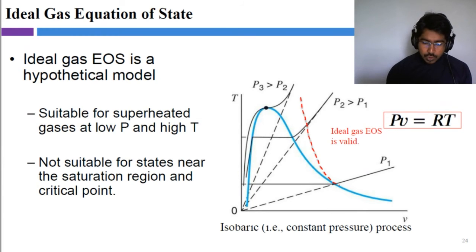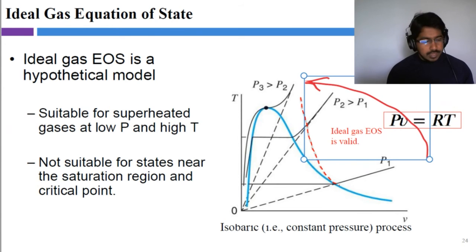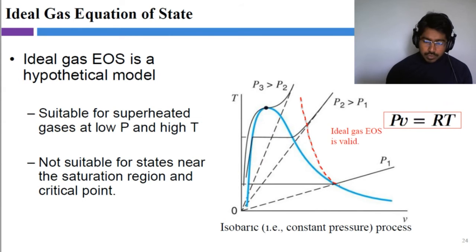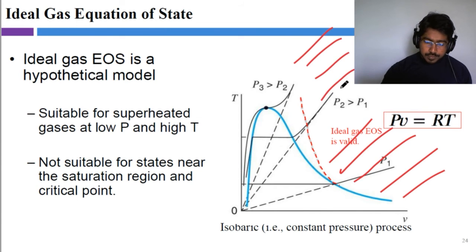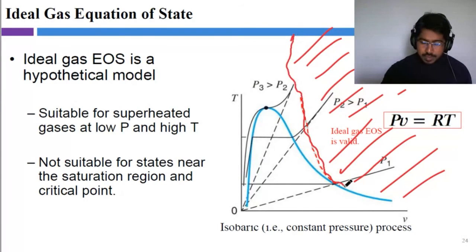So you can see that low pressure, right? As we go up in this direction, the pressure is increasing, right? So this region falls under low pressure, or very high temperature. Very high temperature is here, right? So this is the region where we can possibly apply this equation.